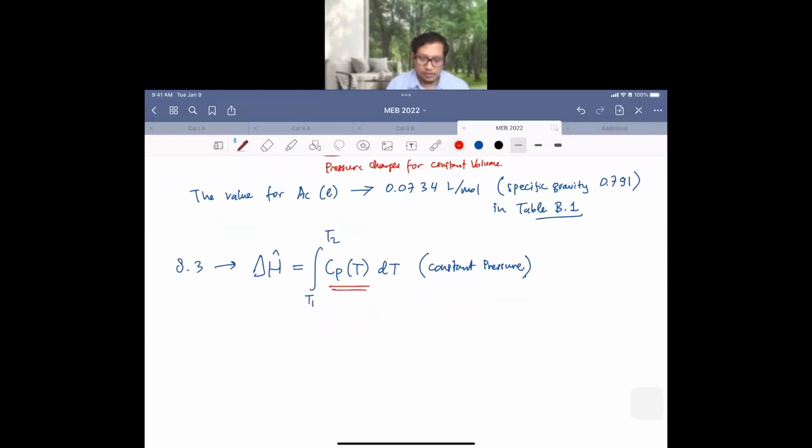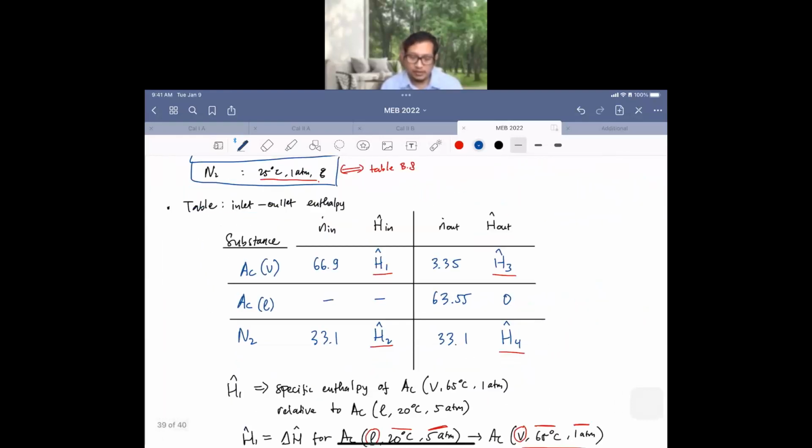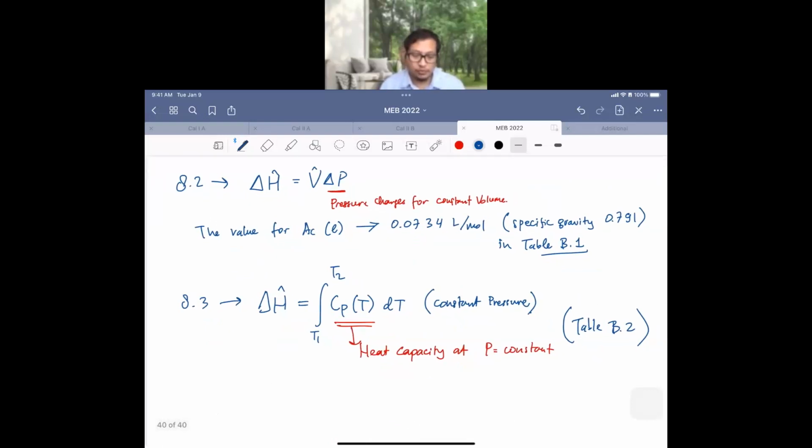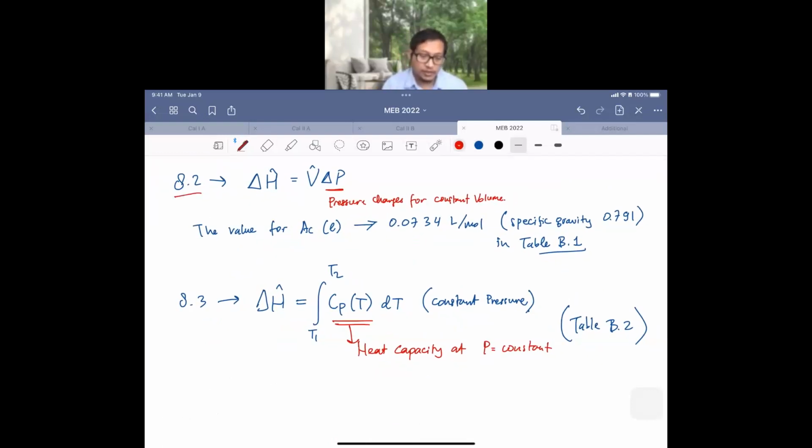So this formula is a formula for heat capacity at constant P, and you might need to see this in table B2. I will give you the general procedure and then the idea on getting at least this table first, and how to get a specific enthalpy. We will deal more with this in the later sections, which include 8.2, 8.3.